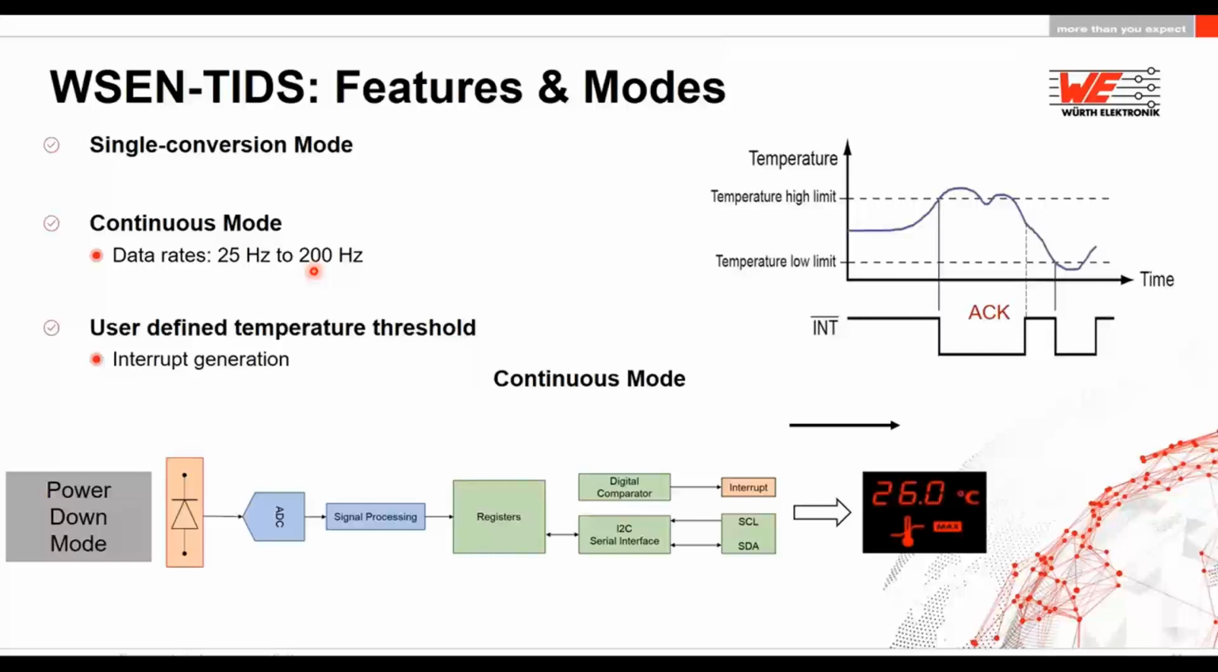Also, there are user-defined temperature thresholds that you can set from the user side that generate an interrupt. For example, when you set the temperature limit high and low, if the temperature goes above it, the interrupt goes low, so it's an active low interrupt, and the microcontroller side is notified that the temperature is high or low. Some steps should be taken, or the host controller has to notify the sensor to acknowledge the alert, and then the alert goes to active high again. It then waits for another event for the temperature high or low, and then again the interrupt is enabled.